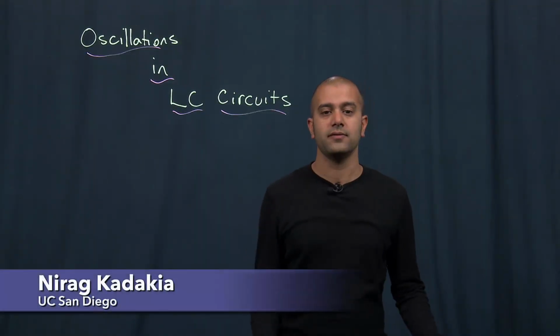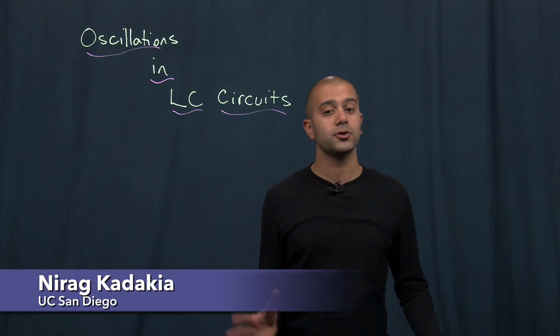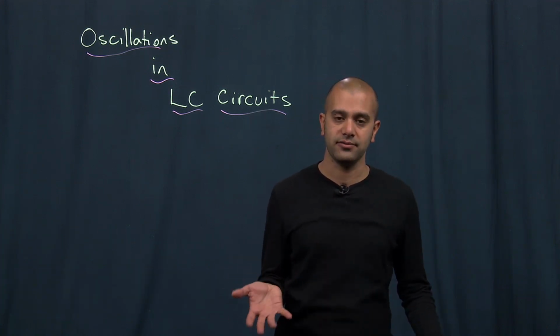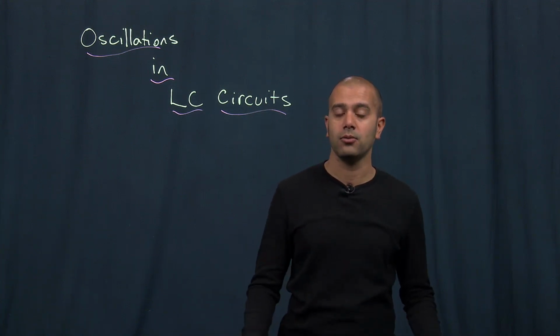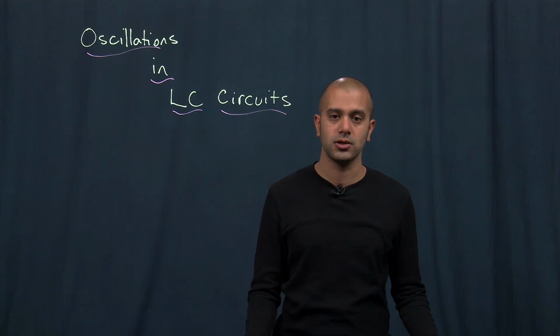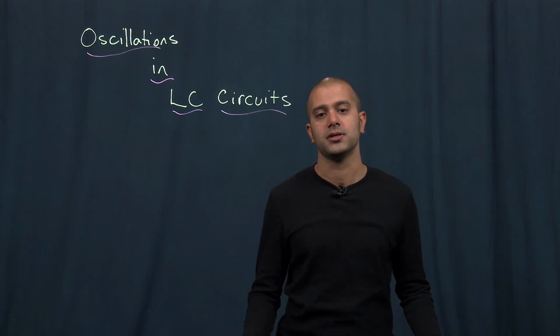Circuits with combinations of inductors and capacitors can exhibit oscillatory behavior, and this behavior manifests itself in currents that rapidly change direction. In this particular problem, we'll be looking at a simple circuit with one inductor and one capacitor. So have a look at the problem statement.